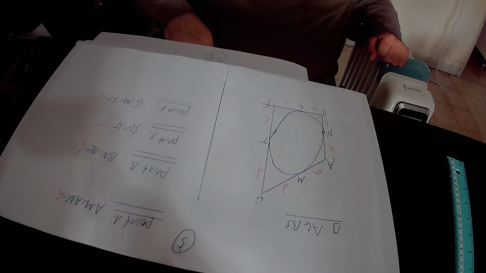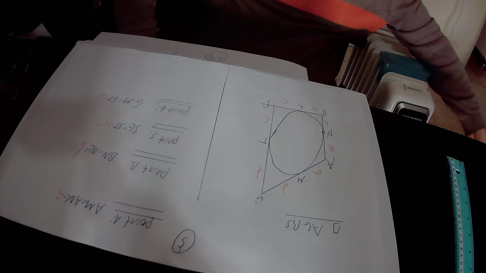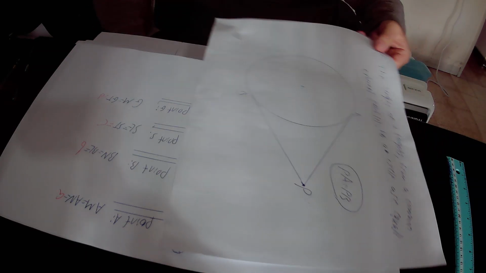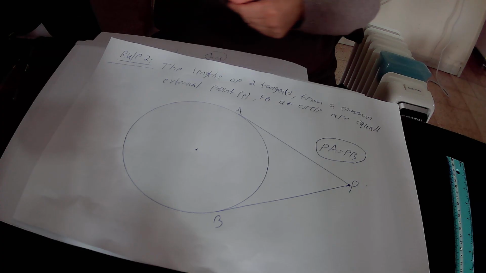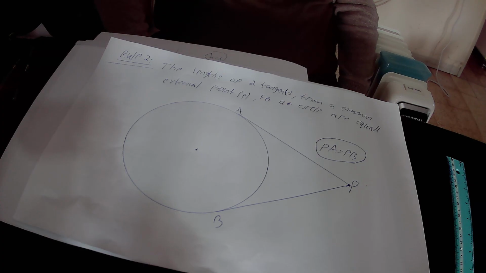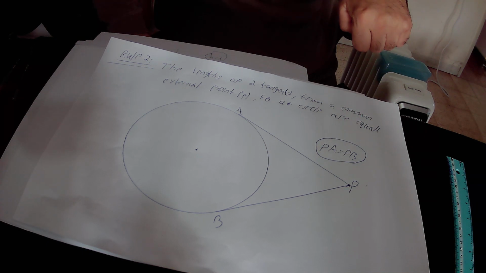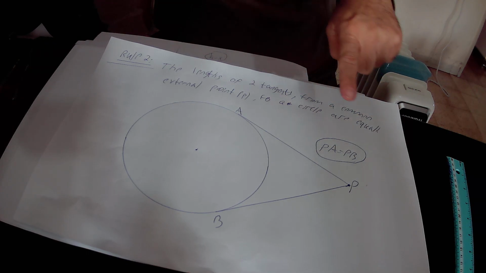Then I presented to you rule number 2 and we implemented rule number 2 in our drawing. According to rule number 2, the lengths of two tangents from a common external point to a circle are equal. Point P is the common external point. From point P we draw two tangents to this circle, tangent PA and tangent PB. According to rule number 2, whenever you draw two tangents to a circle from a common external point, the lengths of the two tangents must be equal to each other. In this case, PA equals PB.